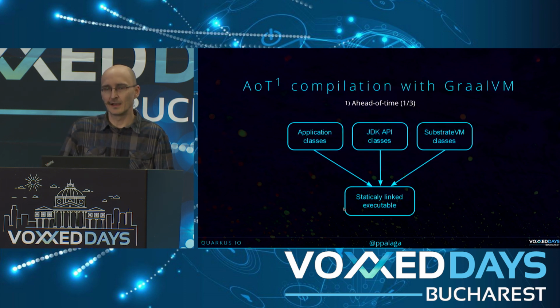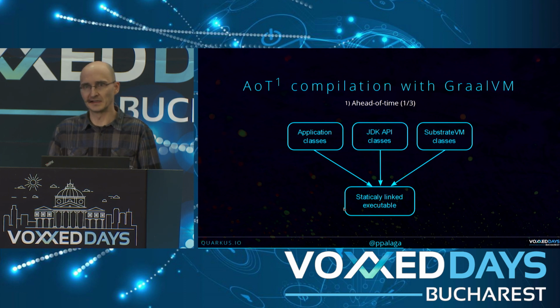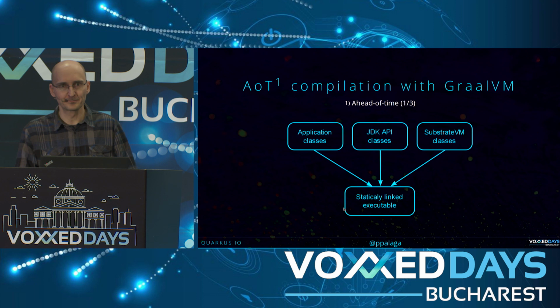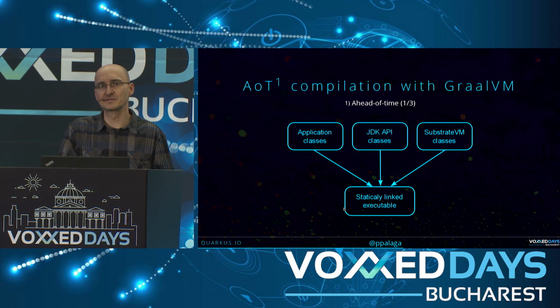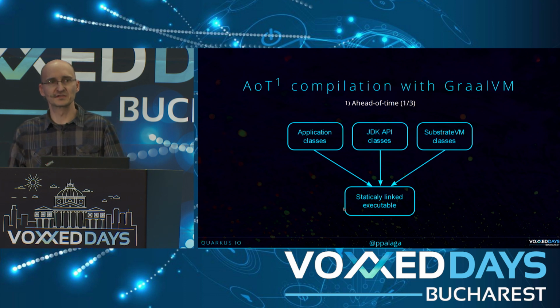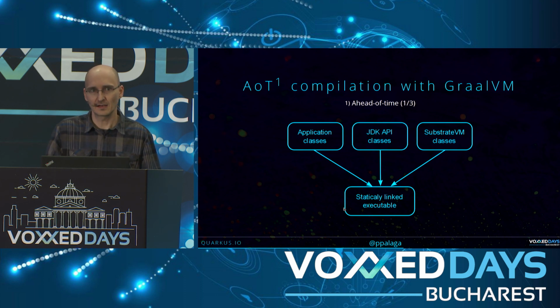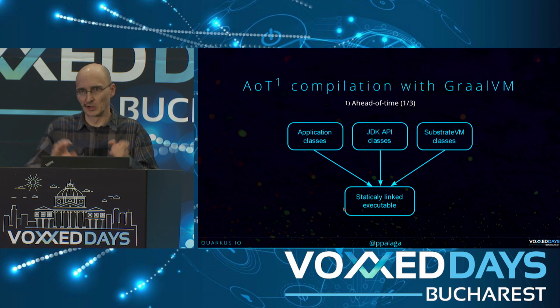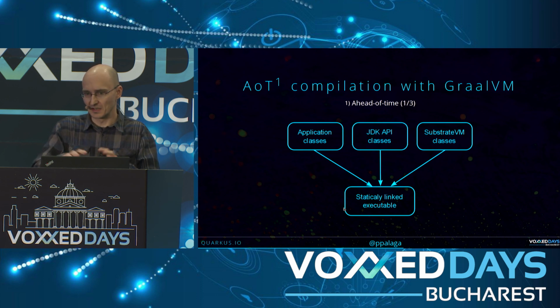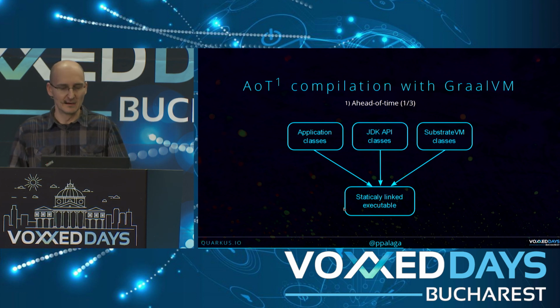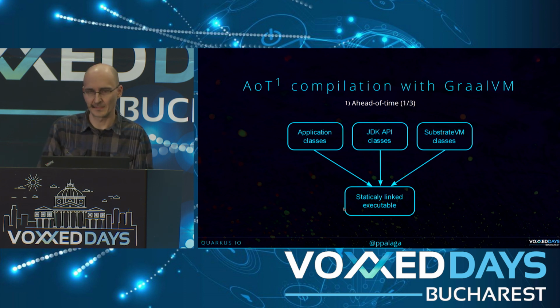So what does it mean to compile ahead of time with GraalVM? It means to combine classes from your application with the classes from the JDK API and with the classes of the SubstrateVM. SubstrateVM is something you don't need to know much about. It's just some augmented special code for native executables that is either replaced inside the JDK API or that is there as an addition. And the result is a statically linked executable.